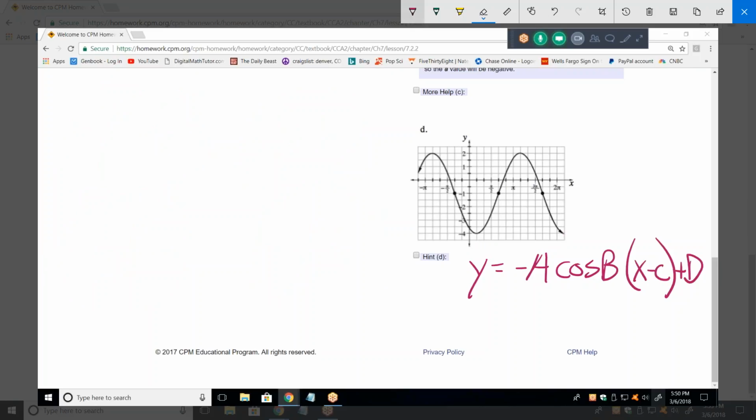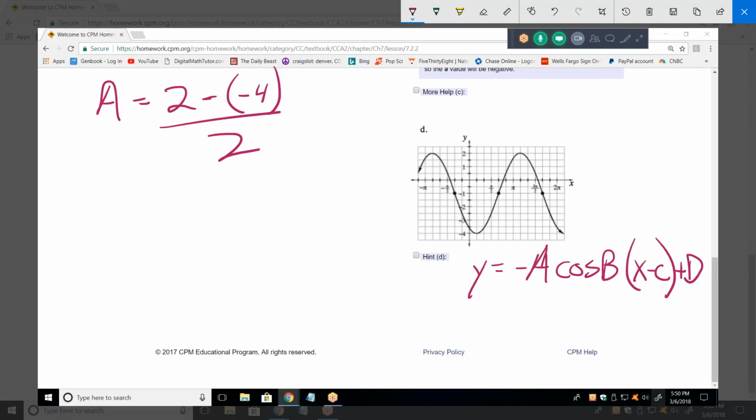All right, so what's a? Maximum subtract minimum divided by 2. Give me a number. 2 minus 4. Nope, that's not 4. What is this point right here? Minus 4. Okay, then say minus. It's 2 minus a minus 4, all divided by 2.